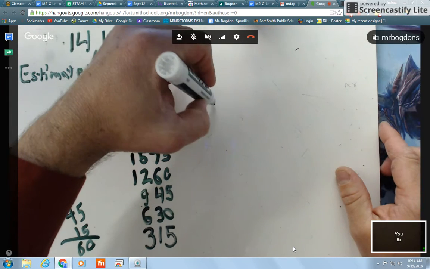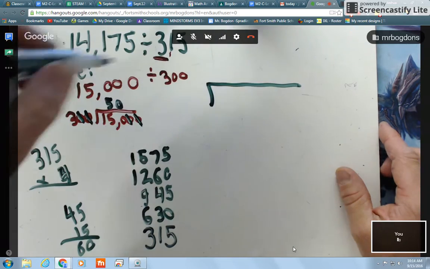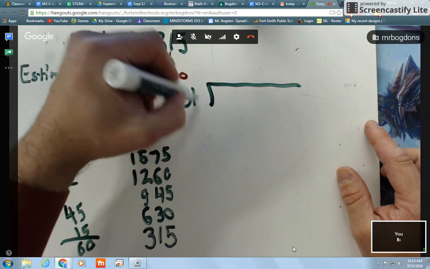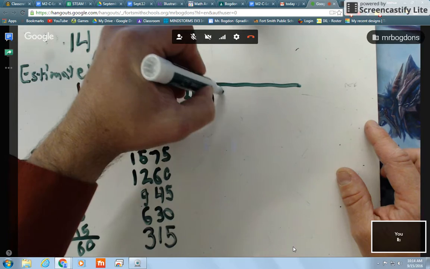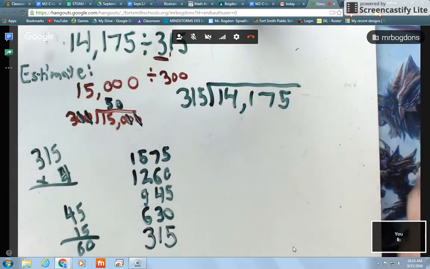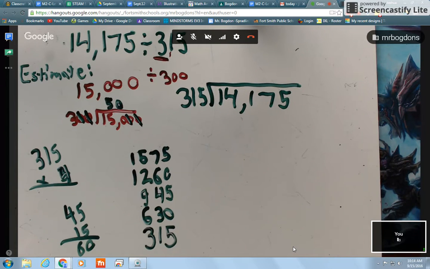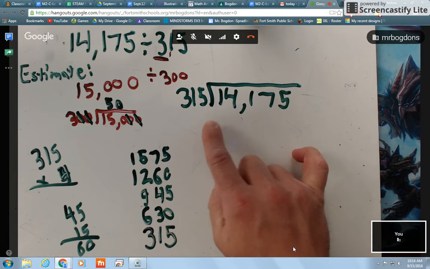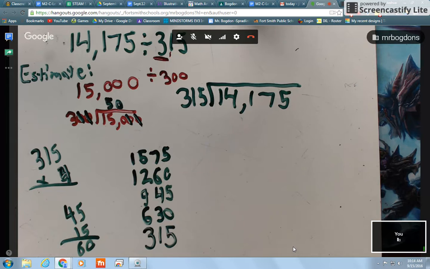So let me write out my exact algorithm. This is going to be 315 dividing 14,175. I'm going a little bit faster on this one. I don't want to run out of time. We'll be able to refer to it later, right? So now I want to think of the smallest division problem I can possibly think of. How do I do that? I can take my hand.